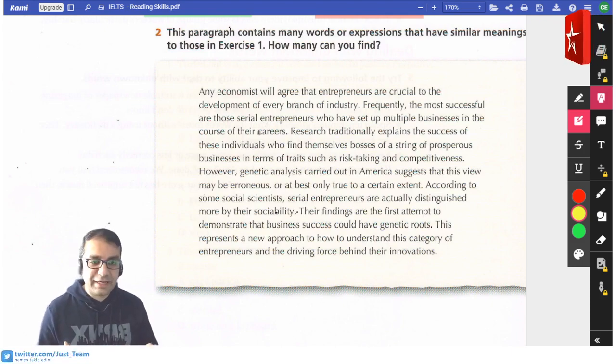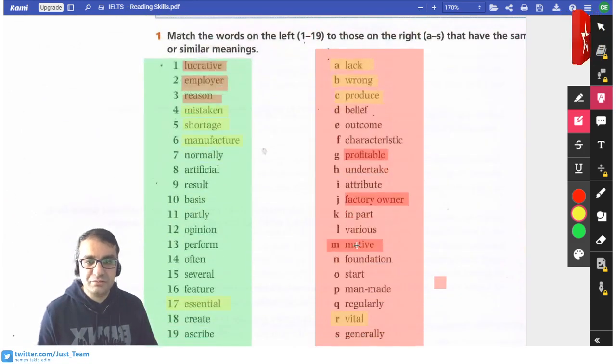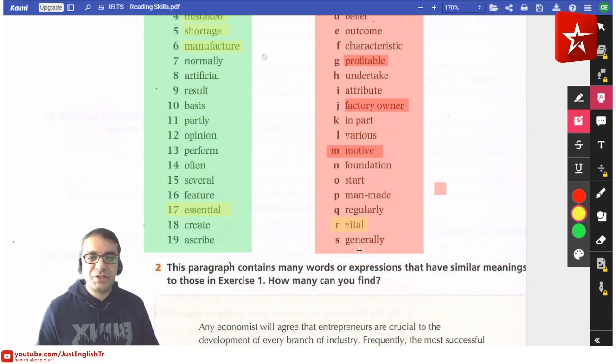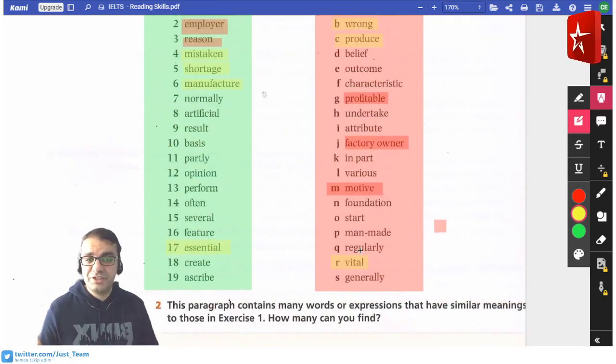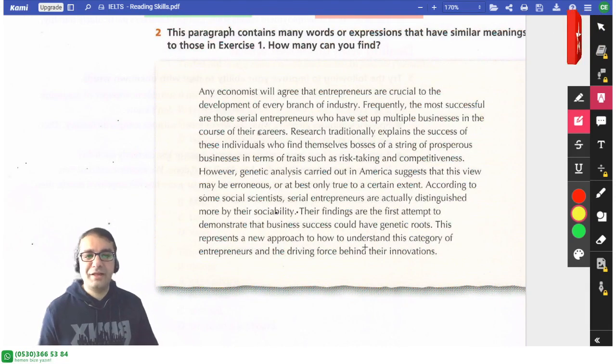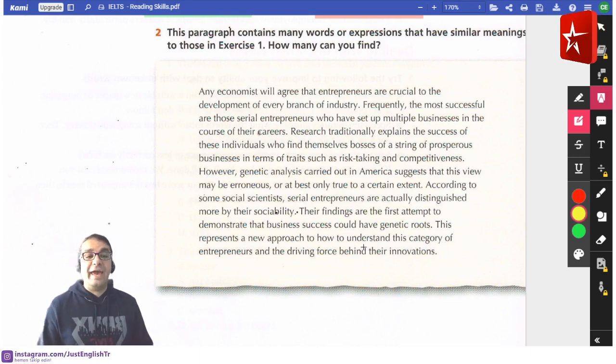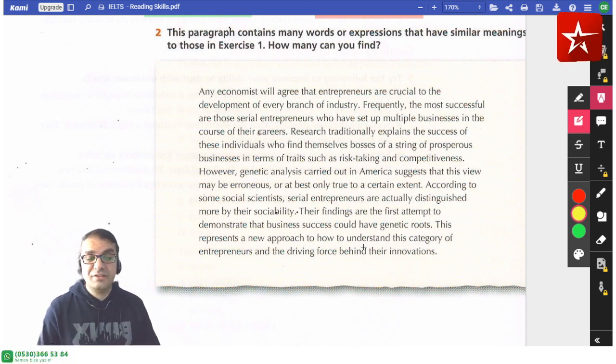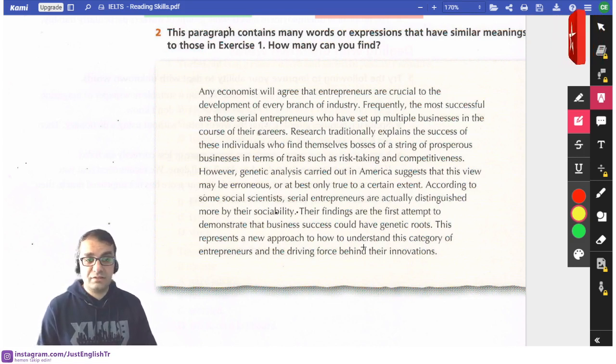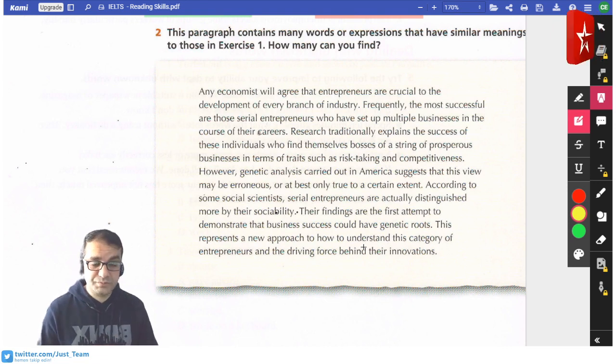You remember the words that we discussed before: partially, basis, result, artificial, normally, often, several, feature, essential, creature, ascribe, and such details. Where are the words here that have similar meanings? We are talking about similar meanings. Now your task is to find it and write it down, and try to be fast, because the exam is not waiting for you. Remember, the time is running and you have to catch it. So try to be fast. You got 3 minutes to answer the question. The time starts now. You got 3 minutes, folks.